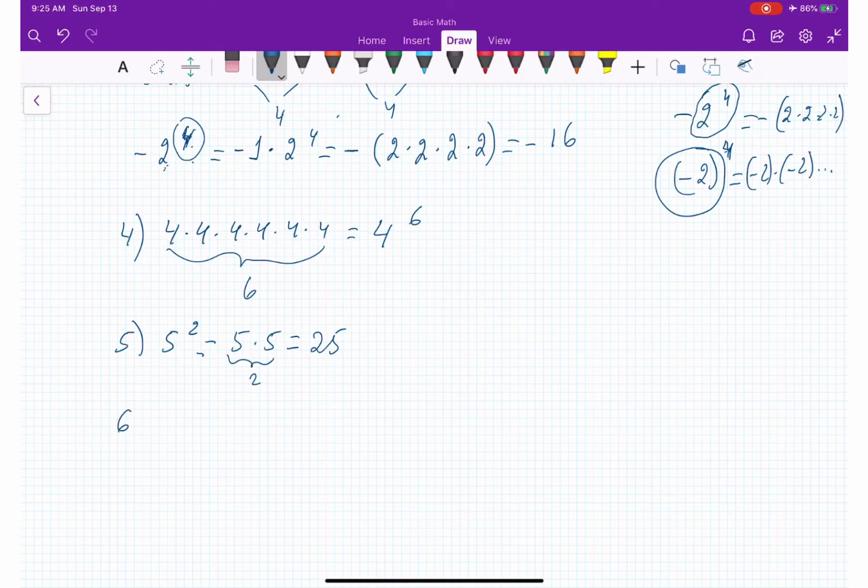6. Negative 3 to power 4. First of all, since base is negative and our power is even, then we're going to get positive. Well, let's show. Negative 3, 1, negative 3, 2, negative 3, 3, negative 3, 4. So we get 9, 9. 9 times 9 is 81.